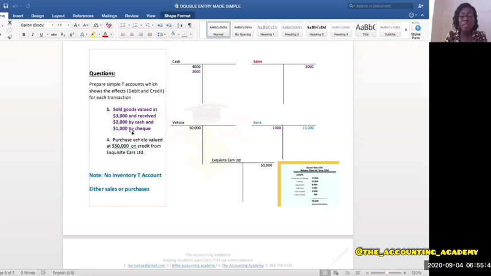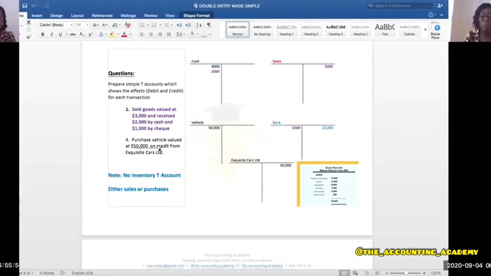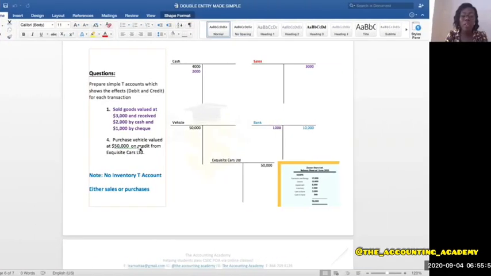Just using that DEAD CLIC, you know what to do to increase the accounts, and you just do the opposite to decrease the account. Purchase vehicle valued at $50,000 and credit from Exquisite Cars Limited. We purchase a vehicle. Vehicle is an asset. Okay. So if we want to increase the vehicle account, we're just going to debit vehicle with the value, which in this case is $50,000. So under your vehicle account, you're going to have $50,000.